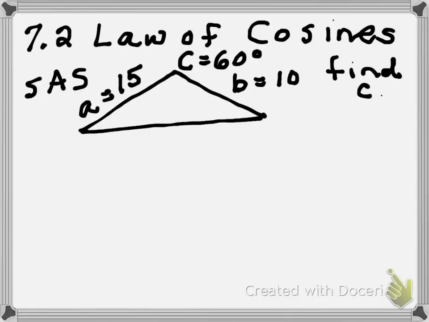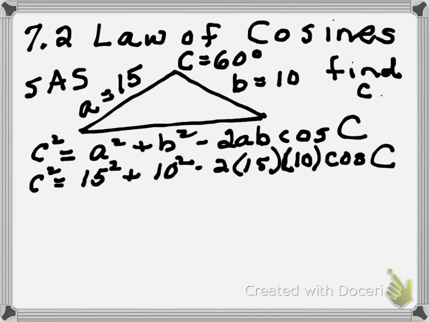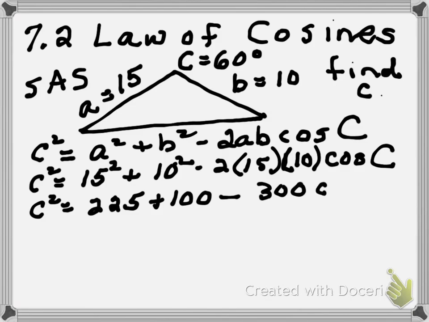So the formula, since we are given angle C, is C squared equals A squared plus B squared minus 2AB cosine C. So we have C squared equals 225 plus 100 minus, and then we have 300, and we have the cosine of 60 degrees.